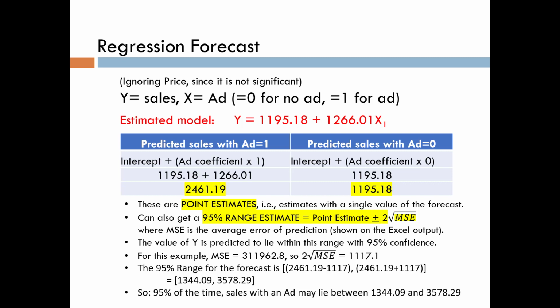And so we conclude that when an ad is shown, the most likely value of sales is 2461.19, and 95% of the time the actual sales will lie between 1344.09 and 3578.29. If that seems like a big range, that's because our regression didn't fit the data very well. It only explained 48% of the variance in sales, so the error in prediction is relatively high.